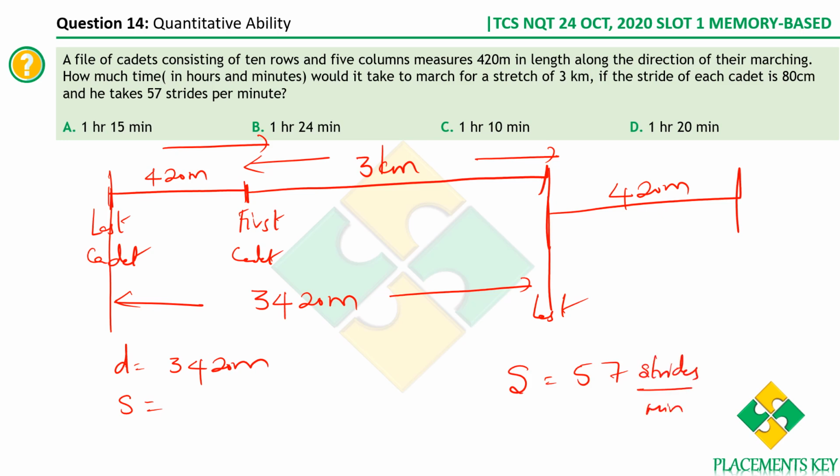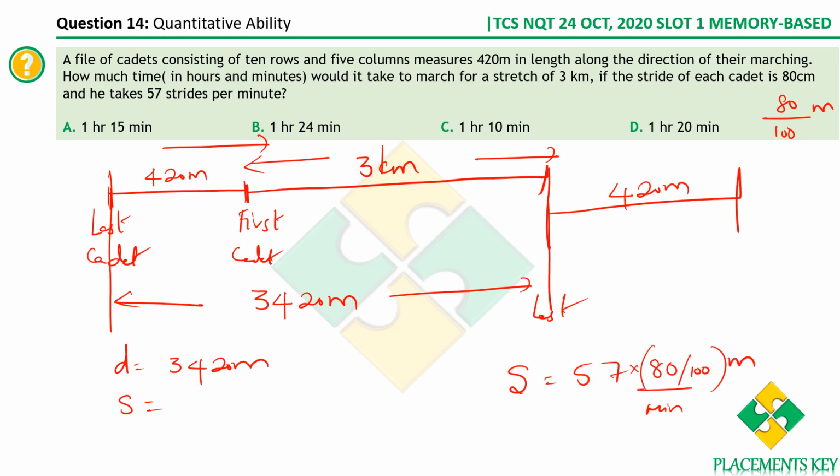Okay, fine. Now we know one stride is how much? One stride is of length 80 centimeters, right? So 80 centimeters, or in meters it is what? 80 by 100 meters, right? So instead of strides, I'm substituting the value of stride. Stride is nothing but one more unit, just like how we have feet, we have stride. So the stride of each cadet is 80 by 100 meters, so instead of stride, I'm writing 80 by 100 meters. So this is the speed.